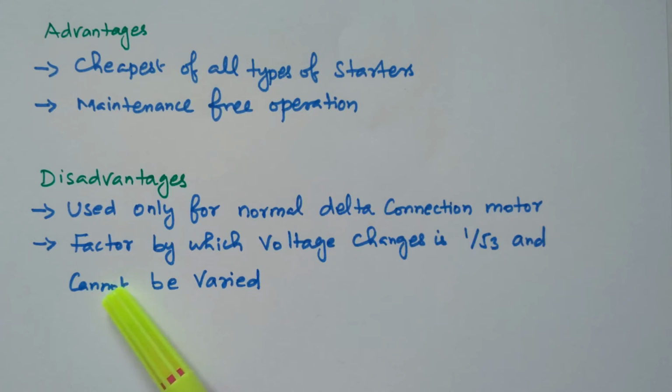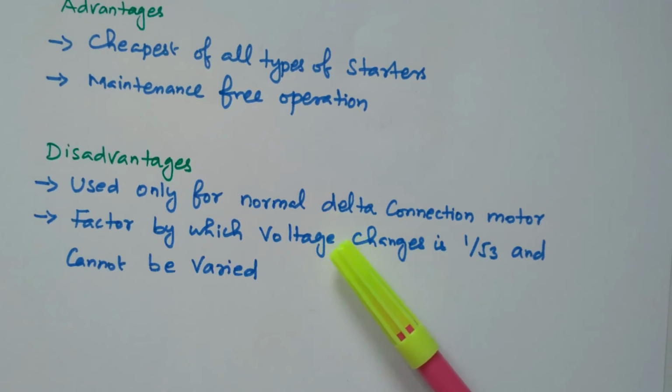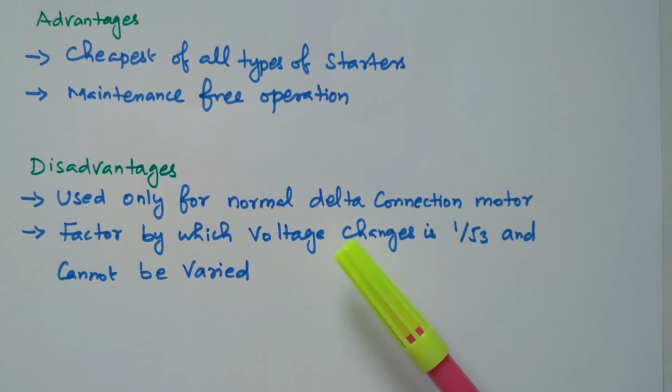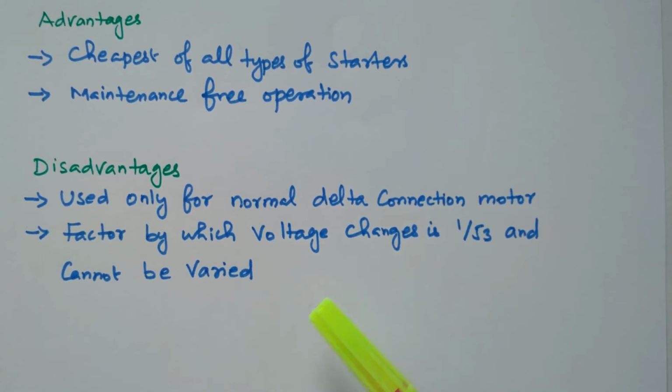What are the disadvantages? It is used only for a normal delta connected motor. If the stator winding is connected in delta, then only we can use this starter, because the stator winding is initially connected in star, and finally it is connected in delta. So we need a delta connected motor, then only we can use this starter.